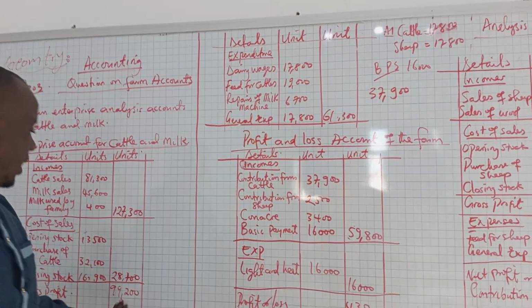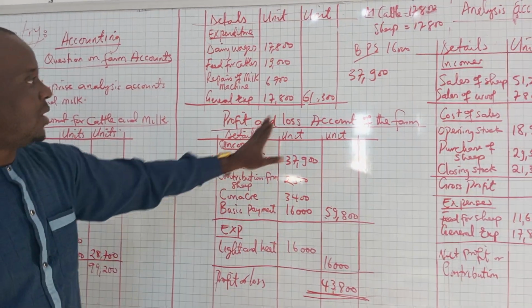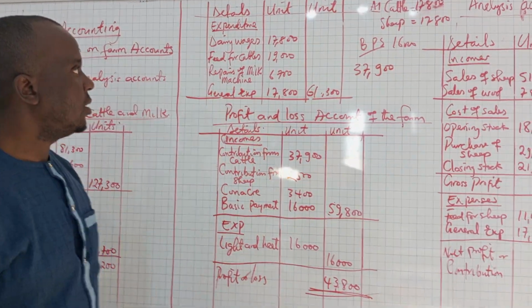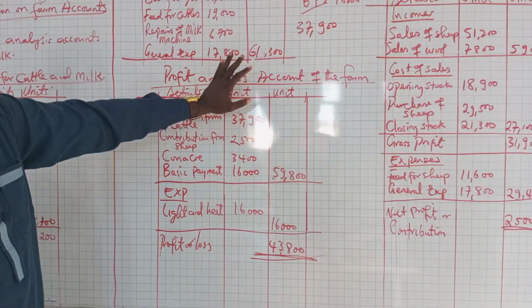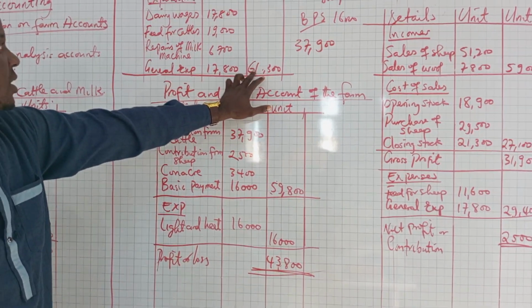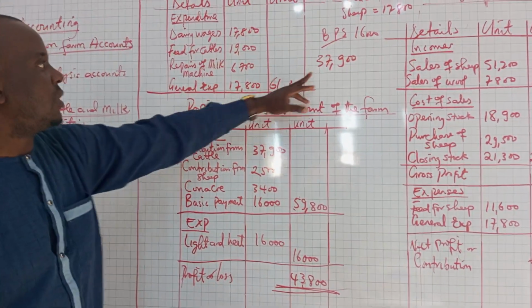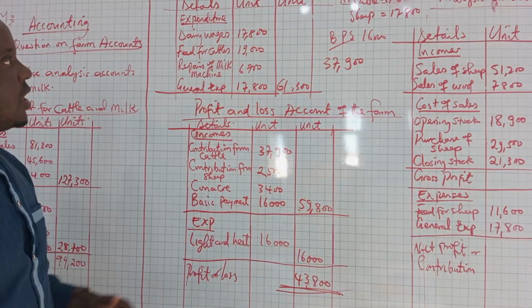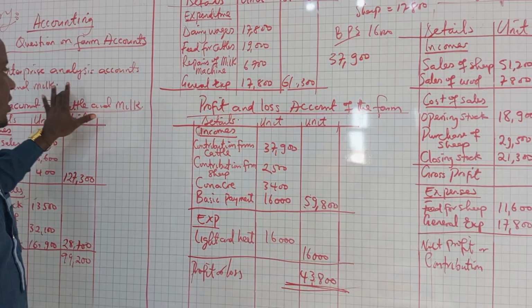When you minus it from here, it gives you 61,300. So this is the general expenses. When you minus it from here, it gives you 37,900. So this is the contribution of the milk enterprise to the farm.